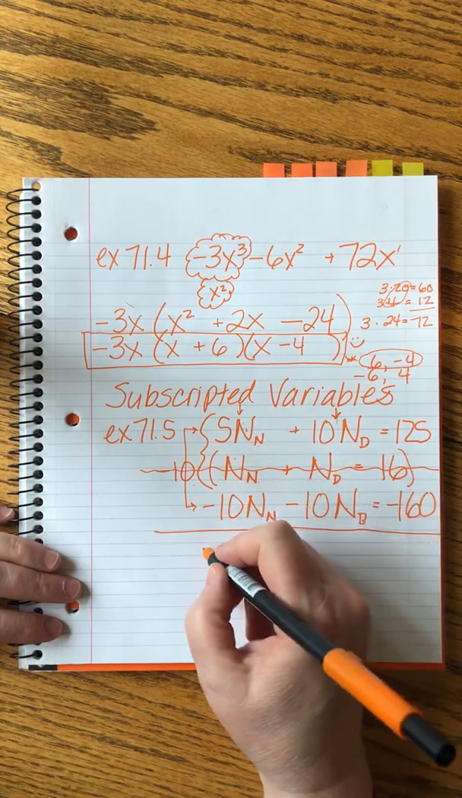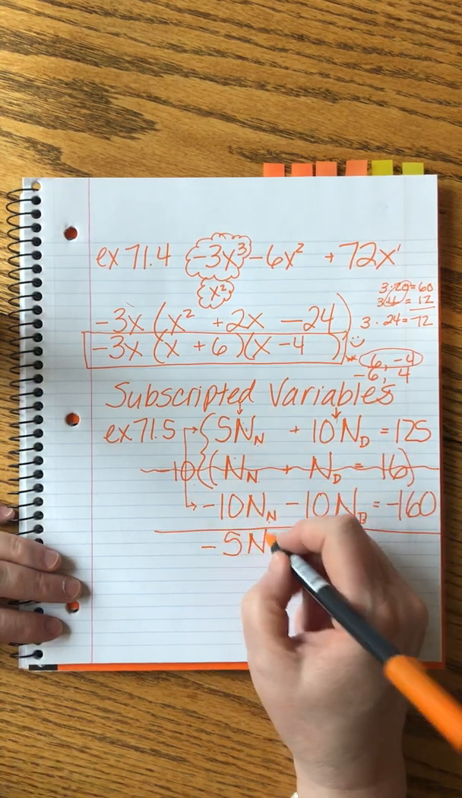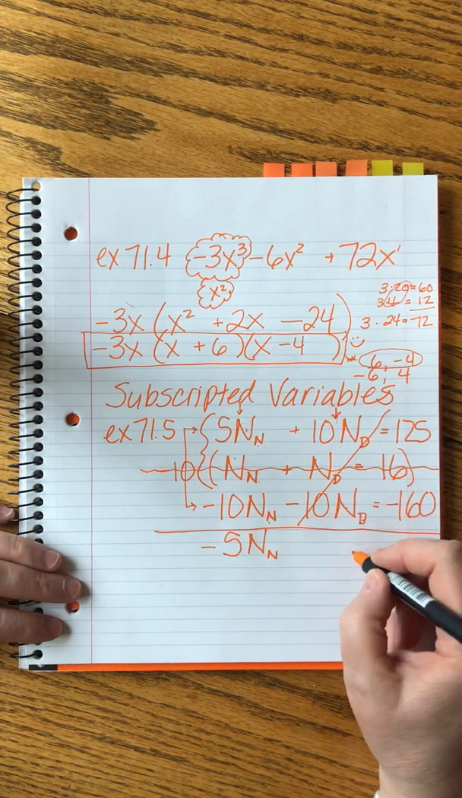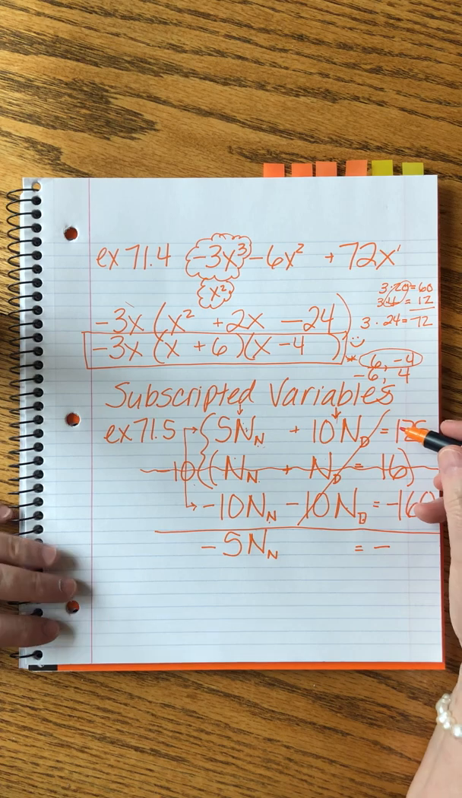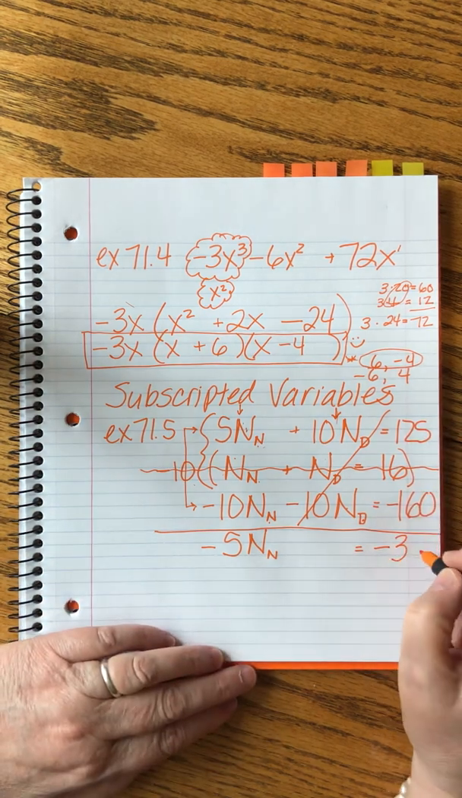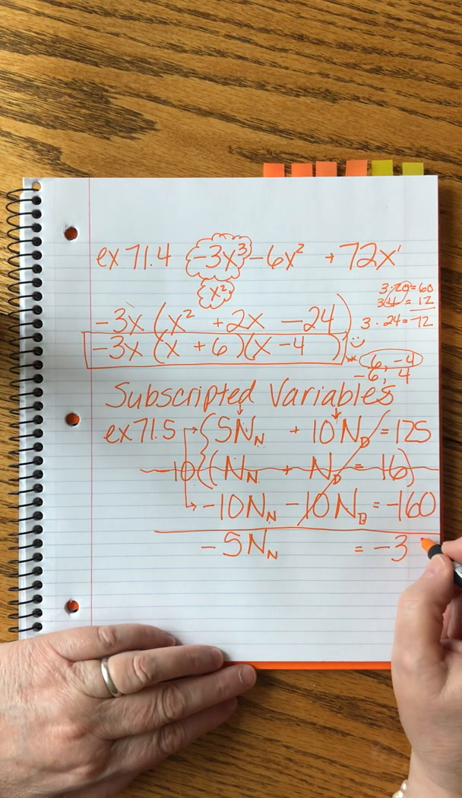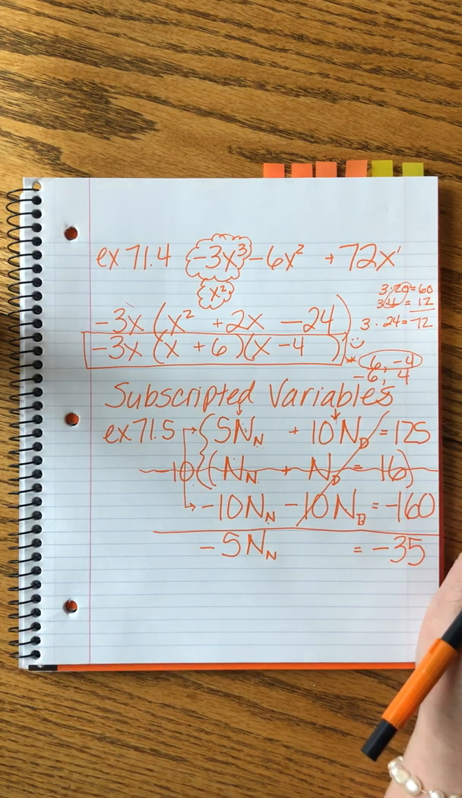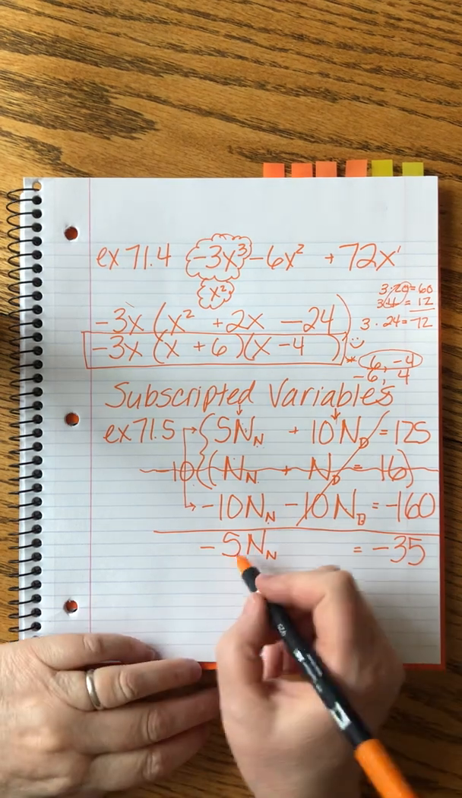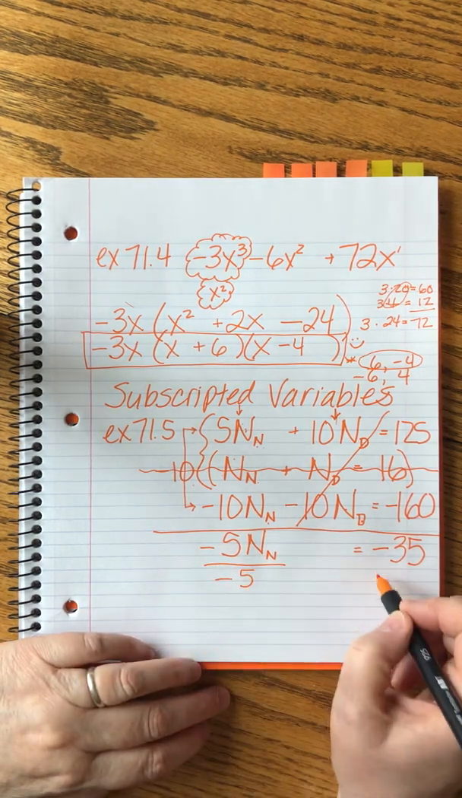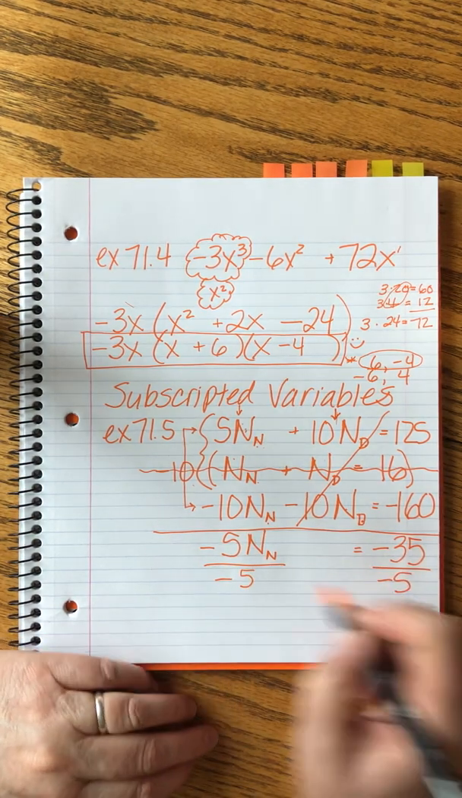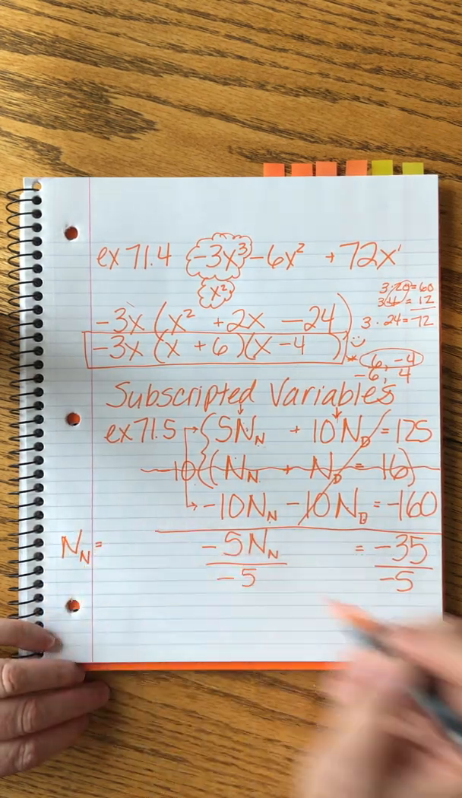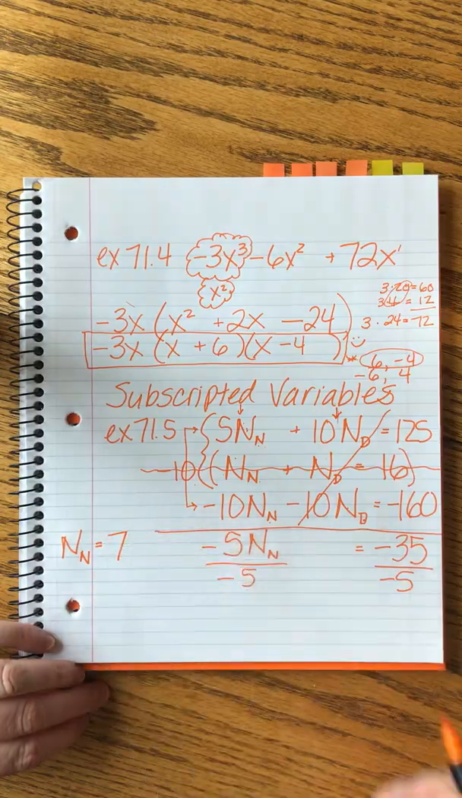This and this, minus 5 times the number of nickels, oh look, number of dimes is gone, equals minus 35. Do you like it? Divide by minus 5. And we get n sub n, or the number of nickels, equals 7.